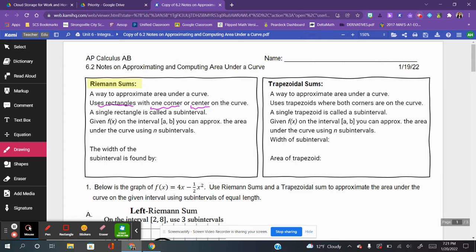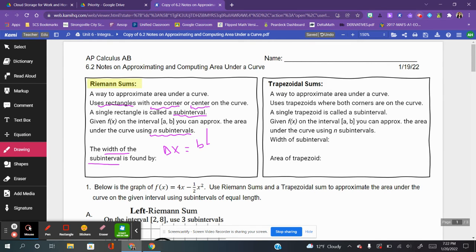A single rectangle is called a subinterval. A subinterval would be a smaller interval of a large interval. So if I have the function f of x on an interval a to b, I can approximate the area under that curve using n subintervals, okay? Now, in order to determine how wide those subintervals are, we are going to call that delta x. Delta x would be the width of the subinterval, and that is equal to the length of my interval.